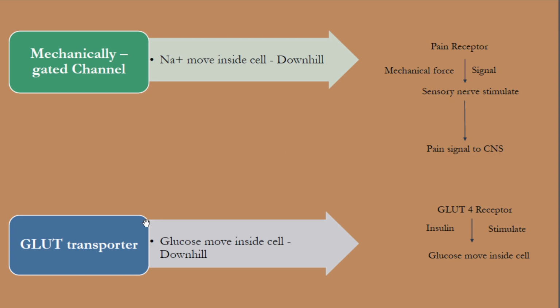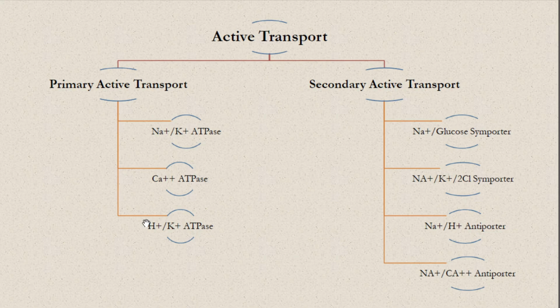Now the last one is the glute transporters. They are mainly responsible for the transportation of glucose with the help of downhill movement. Now the next type of transport is active transport. This is called active transport because they are utilizing ATP, means energy, for the transportation of molecules.